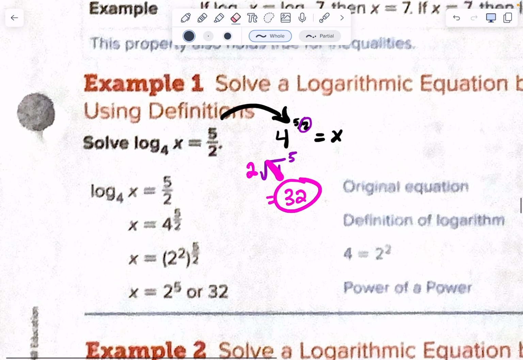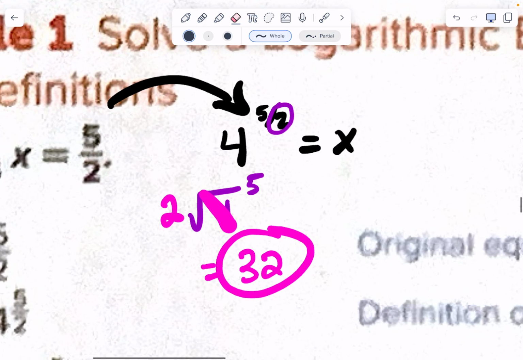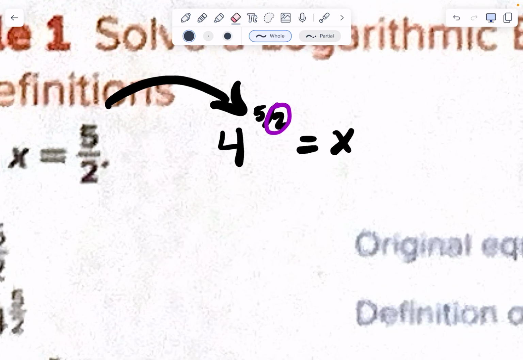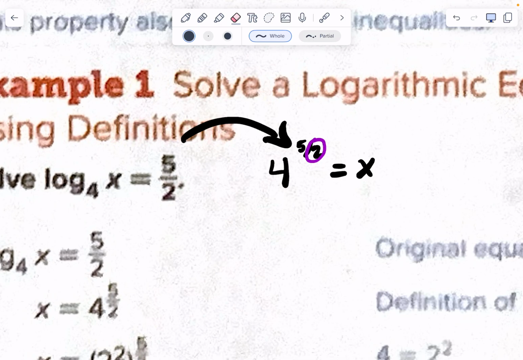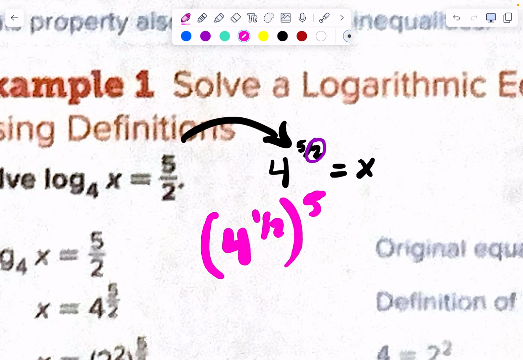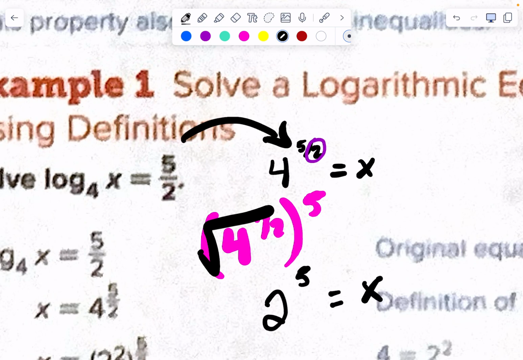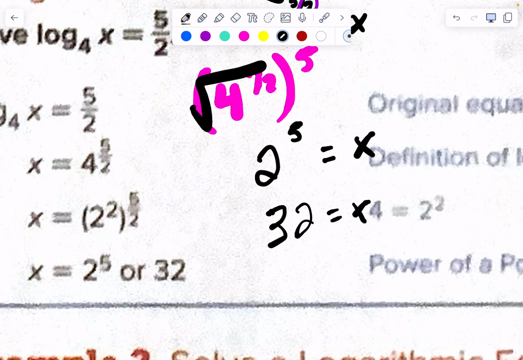Wait, can you explain that? Yep. So we're here. We switched him to an exponential function. Anytime you have a fractional exponent, like 5 over 2, this is like 4 to the 1/2 and then to the 5th power, right? 5 halves is 1/2 times 5, right? Okay, the 1/2 power means square root. So this is the square root of 4, that thing to the 5th power. What's the square root of 4? 2, and 2 to the 5th power is 32. So 32 is what x is, and that's how you solve.